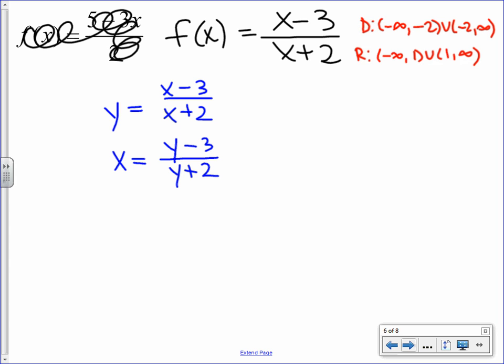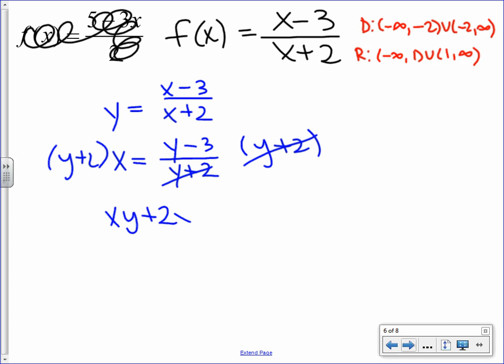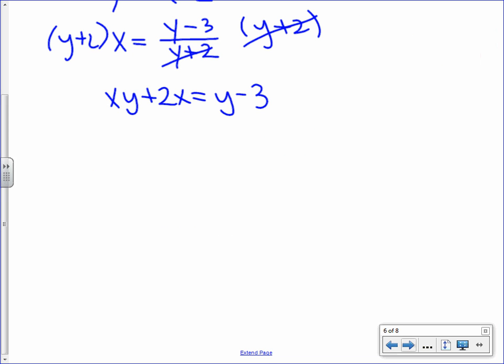You multiply by y plus 2. You want to multiply both sides by y plus 2? Just the x though. That'd be okay. It's still work. Yeah. So Joey says multiply by y plus 2. So we have xy plus 2x equals y minus 3.